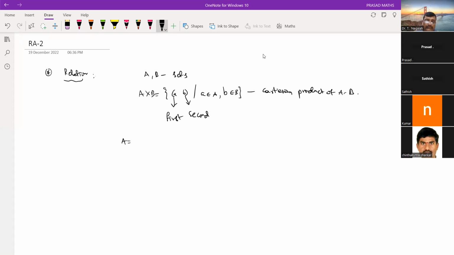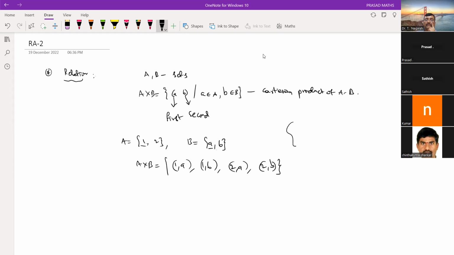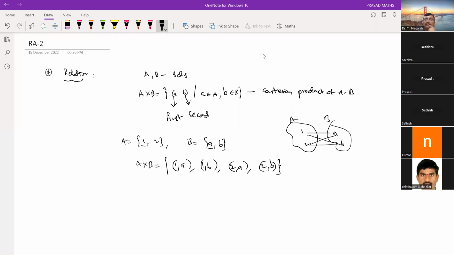For example, you can take A equals {1, 2}. Suppose you take B equals {a, b}. What is my A cross B? It is (1, a), where the first element comes from A and the second element comes from B. Next (1, b), then (2, a), (2, b). This is my set A, this is my set B, and (1, a), (1, b), (2, a), (2, b) is my A cross B.